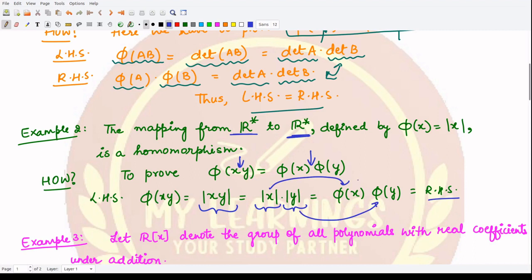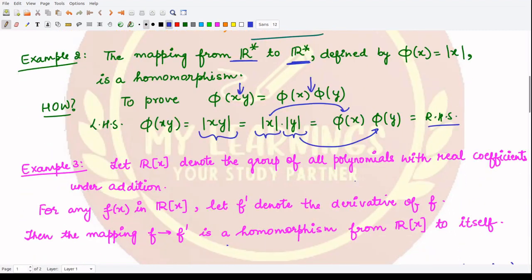As for the third example, let's consider Rx to be the group of all polynomials with real coefficients under addition. Now let's say phi is our homomorphism, and we are taking this from Rx to Rx. So that means we are taking it from the group of all real polynomials to the group of all real polynomials, and we are defining it to be like that.